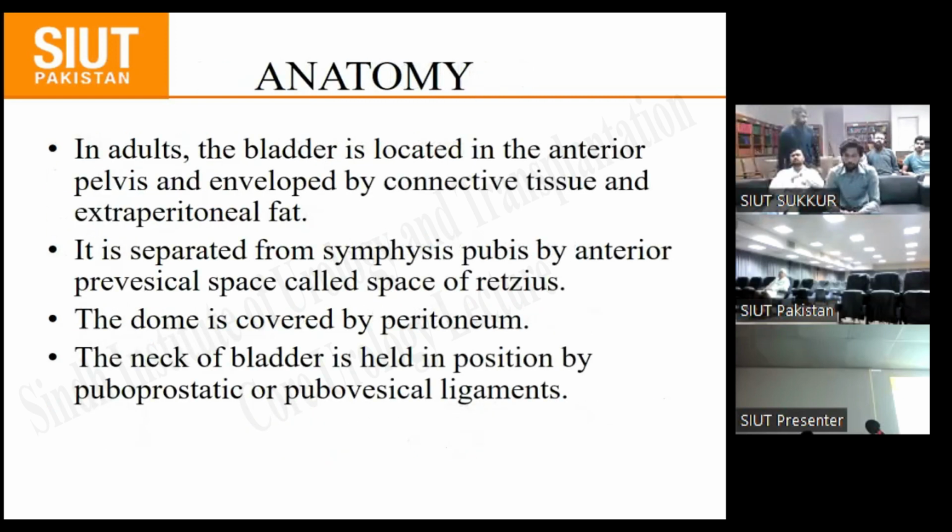In adults, the bladder is located in the anterior pelvis that is enveloped by connective tissue and extraperitoneal fat. Anteriorly, it is separated from symphysis pubis by a prevesical space that is also called space of Retzius. The dome, which is the weaker part, is covered by peritoneum. The neck of bladder is held in position by puboprostatic and pubovesical ligaments.